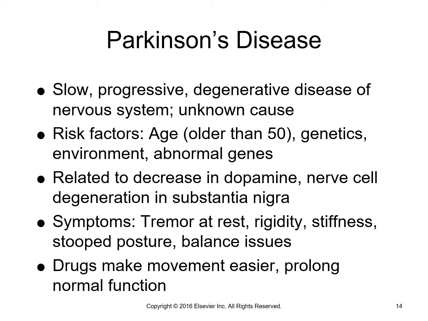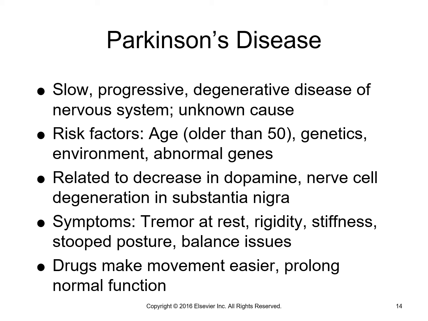When we talk about Parkinson's disease, this is a slow progressive degenerative disease of the nervous system. In the United States, about 1 million people are affected by this disease. It affects 1 in 20 people ages 80 and older. It commonly begins between the ages of 50 and 79.